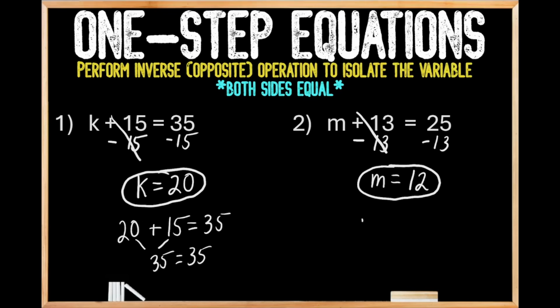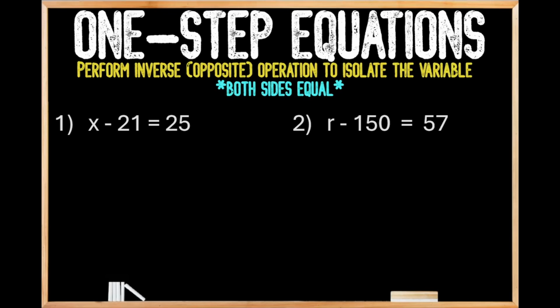So we're going to plug in our value for m: 12 plus 13 equals 25. And when we add 12 and 13, we get 25. And then since both sides of the equation are equal, it means that we have the correct answer. M is equal to 12.